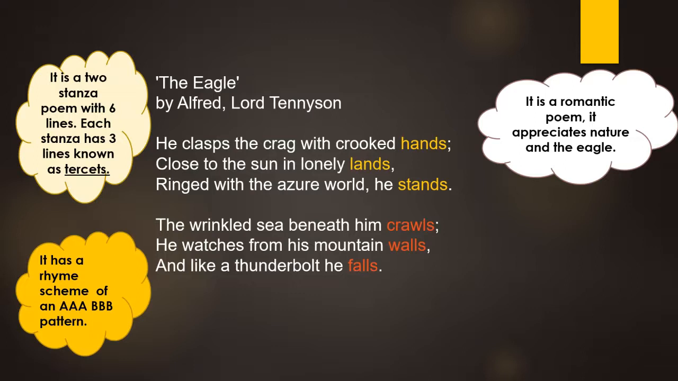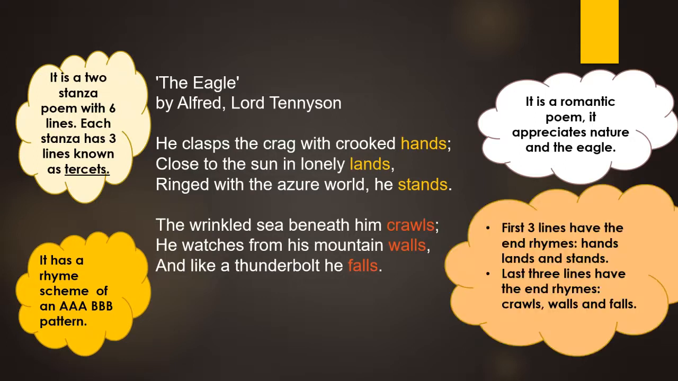And that gives us the rhyme scheme of AAA and BBB. So the first three lines have the end rhymes hands, lands, and stands. And the last three lines have the end rhymes crawls, walls, and falls.